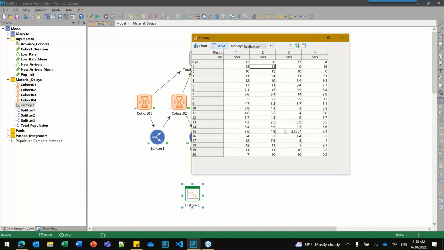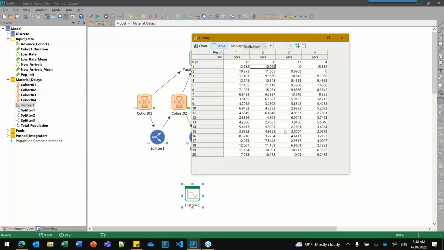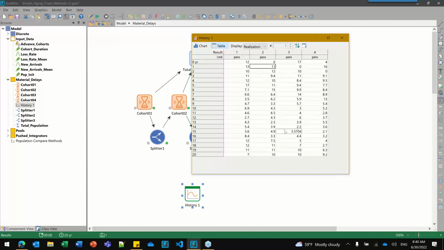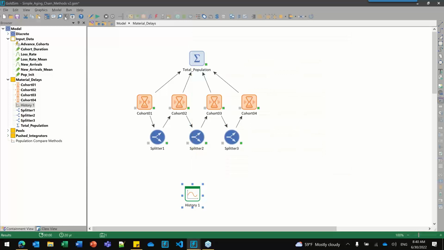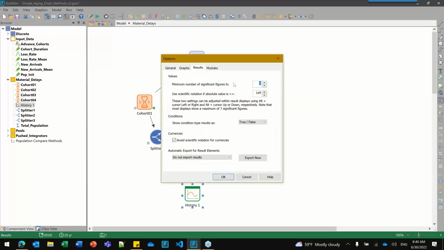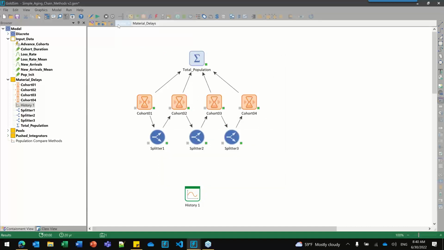And I'm switching this using my keyboard, you can't see this. I'm holding the Alt key down and then using my right and left arrow keys to change this. You can also change the number of decimals up here in the model options, and then go to results, and you can change that number here. Okay, so that's one method.